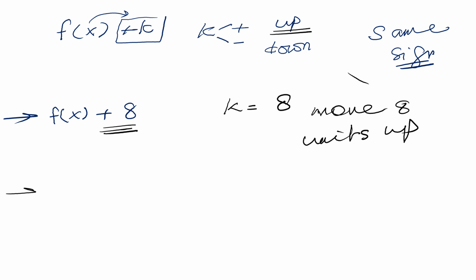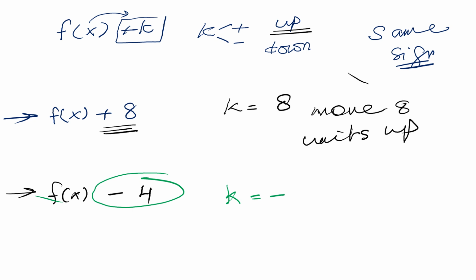Okay, let's take one more example. f of x minus 4. Okay, so where is the k? k is the thing which is written outside the f of x. So k is negative 4. Take the same sign. So what does negative represent? Down. It means move 4 units down. So this is how we translate the function towards the right, left, up or down.